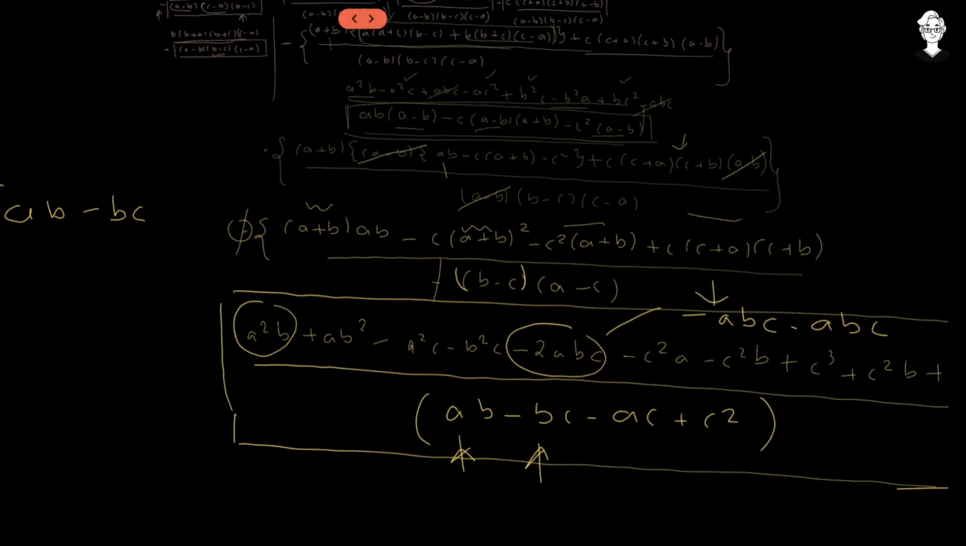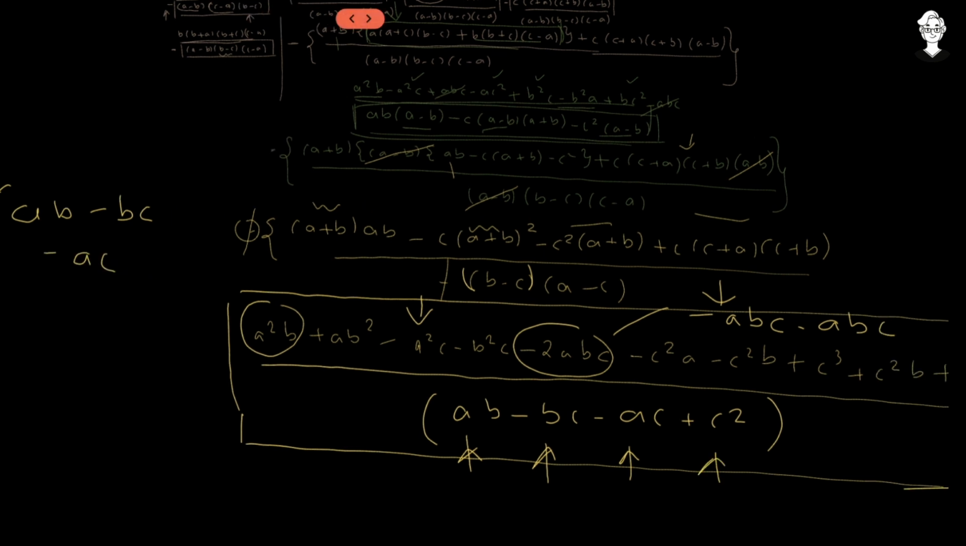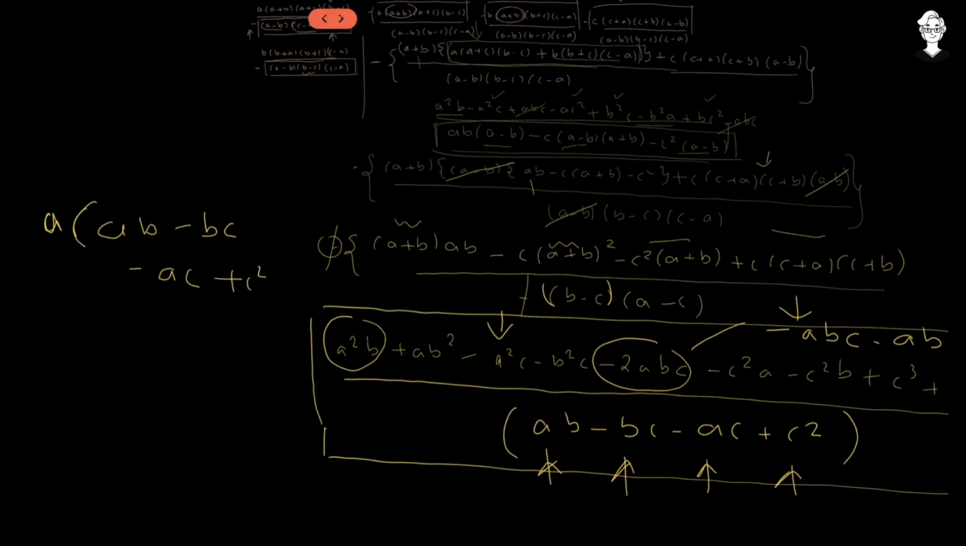Okay, now the next term we required is negative ac. So negative ac is required, so over here we have negative a square c. So from this term if I take a common, I will get negative ac, and finally we required c square. So a term over here, yes, we have ac square. So from this term if I take a common, inside the bracket I will get c square.